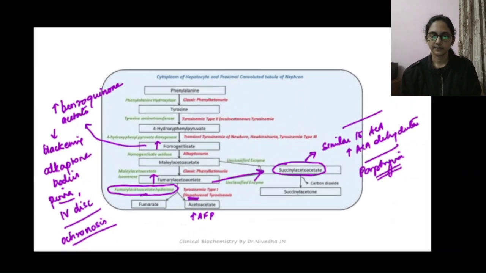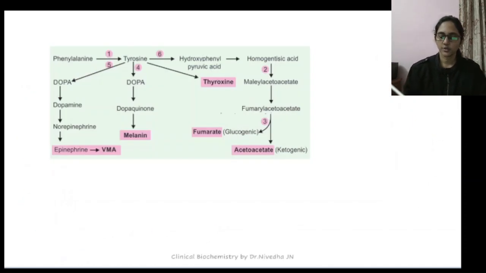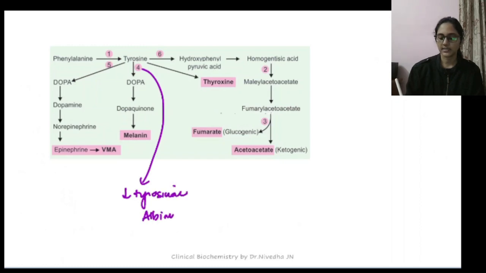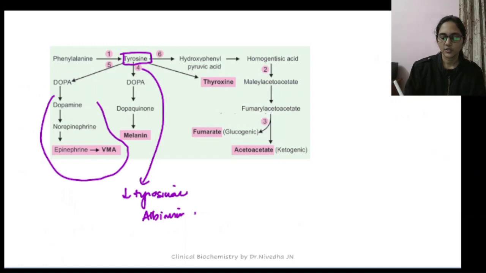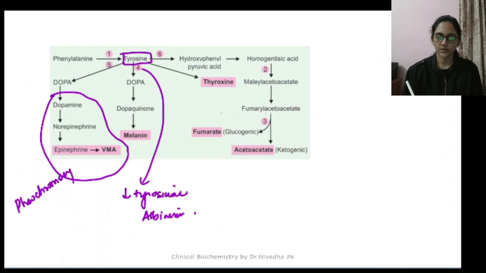And also you have another disorder. What is albinism due to? Tyrosine to melanin. So what is another product of tyrosine? It is melanin. When this enzyme, tyrosinase, is deficient, it leads to albinism, right? And again, tyrosine also gives you what? Catecholamines. So a catecholamine producing tumor is what? It is pheochromocytoma.